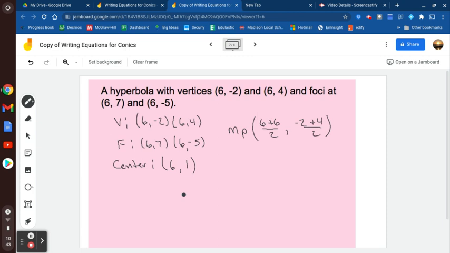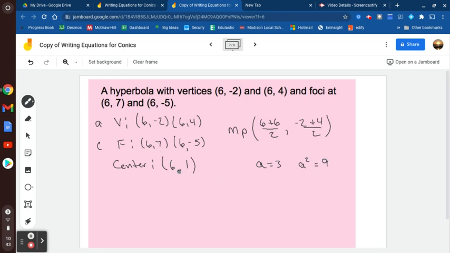Do you guys agree with the center of 6, 1? Okay. So I'm going to start finding my A and my C. So I'm comparing this and this. So it looks like my A is going to be 3. So A squared is 9.